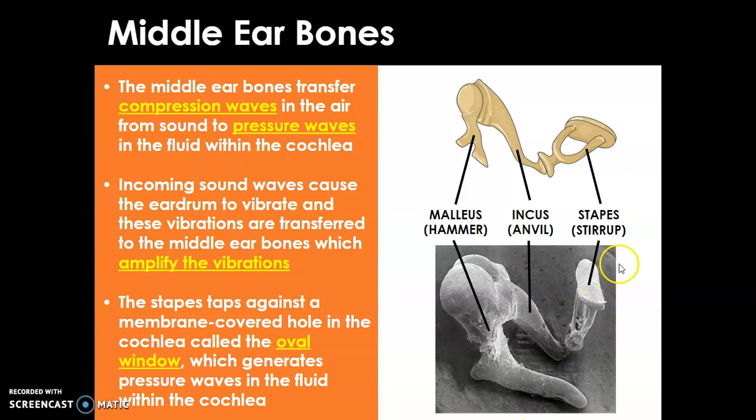The stapes, or the stirrup, is this last little bone. You'll see in the video later, but it taps against what's called an oval window on the cochlea. So this is connected to the cochlea. This hammer here is connected to the back side of the eardrum.